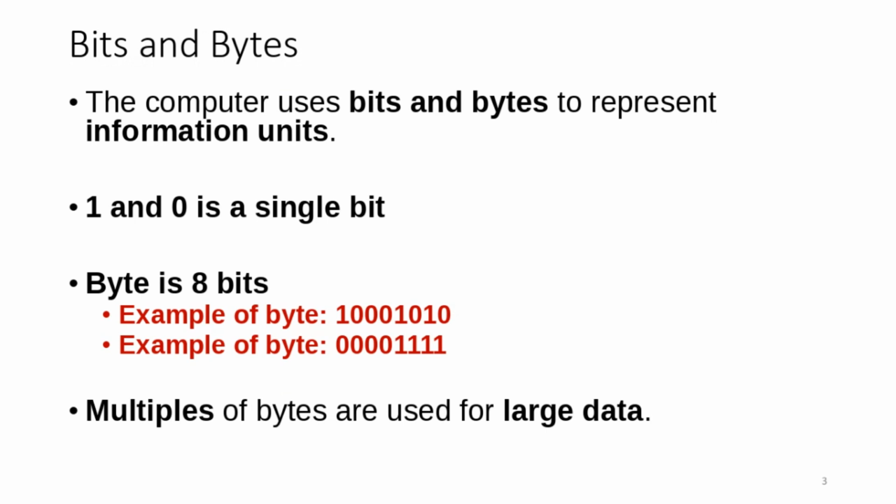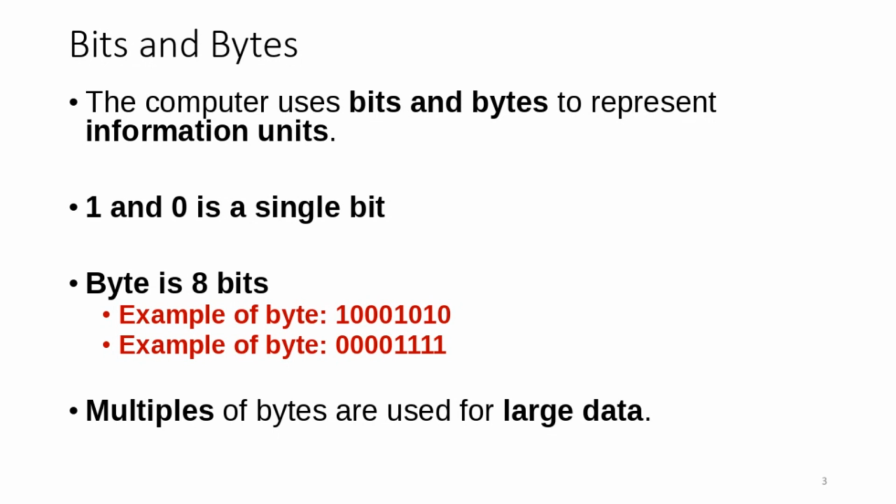Now let's talk about bits and bytes. The computer uses bits and bytes to represent information. 1 and 0 is a single bit, so 1 represents 1 bit, and 0 represents 1 bit. A combination of 8 bits is called a byte. This is one example of a byte, and that is another example. So a byte is nothing but a combination of 8 bits.